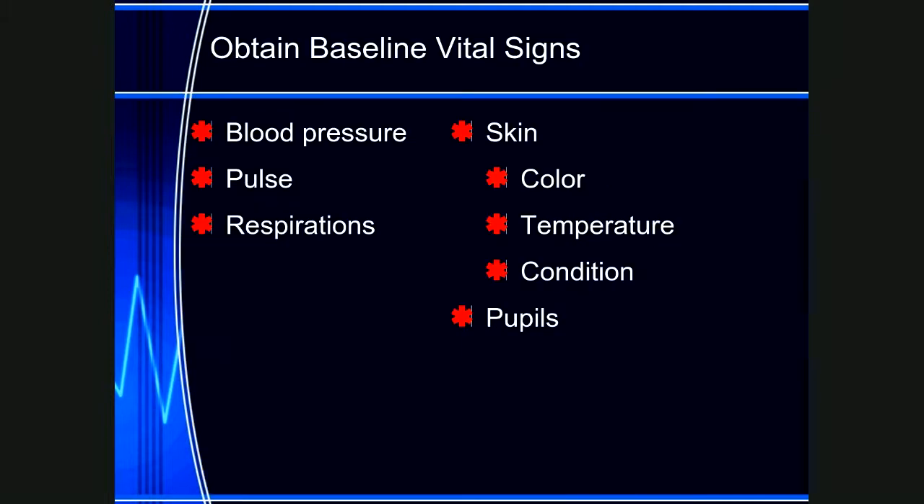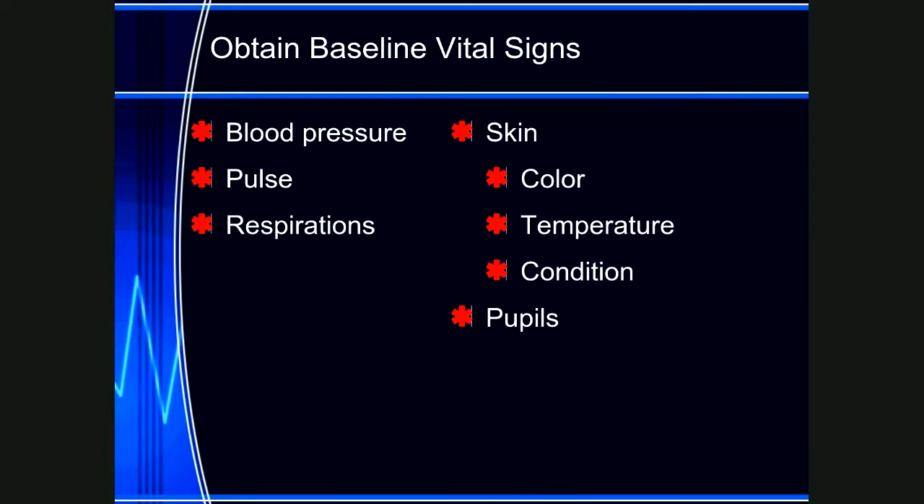So to obtain vital signs, the first set of vital signs that we are going to gather are known as baseline vital signs and are assessed by using specific procedures. Baseline, we're trying to figure out where we're starting. We're going to get their blood pressure, their pulse, their respirations, their skin presentation, including skin color. Do they have good pink to them? Are they pale? Are they cyanotic?